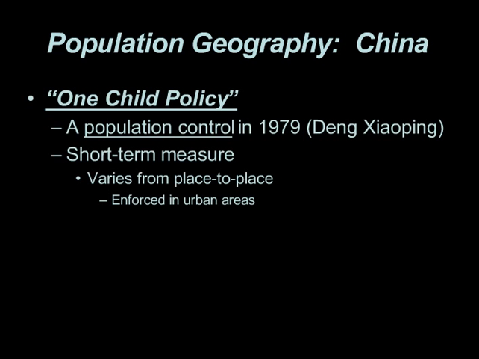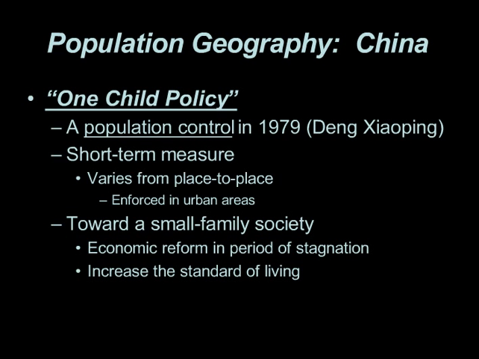Like every good dictator, they eventually die, and so when Mao died, a new policy was enacted, and this was Deng Xiaoping. And he saw, okay, that breed for the motherland, that had some negative, definitely some tenuous consequences. And so he actually encouraged a population control called the one-child policy. And this was originally seen as a short-term measure, and it definitely varied from place to place. It was definitely encouraged more in urban areas, while rural areas where you need more people working out in fields, it was a little bit less enforced. But the main idea here was this was to move China to a small family society.